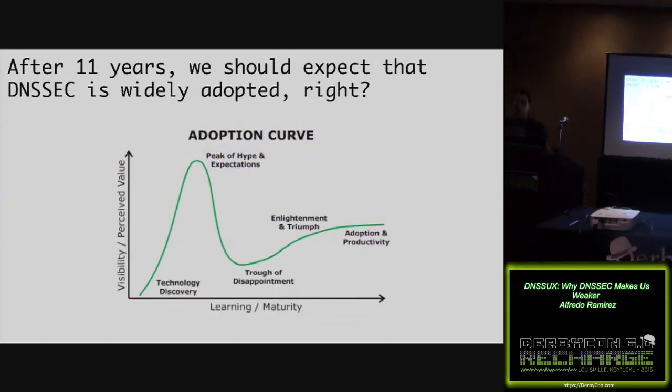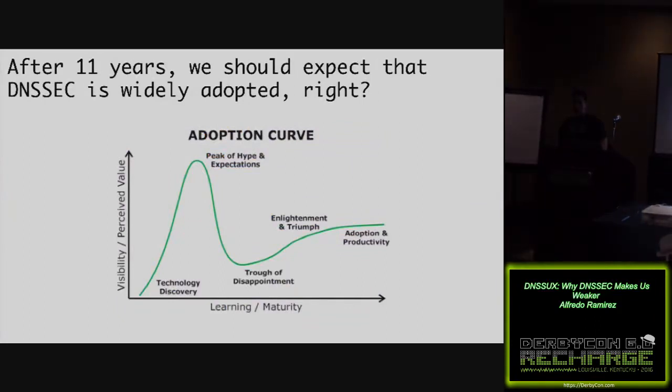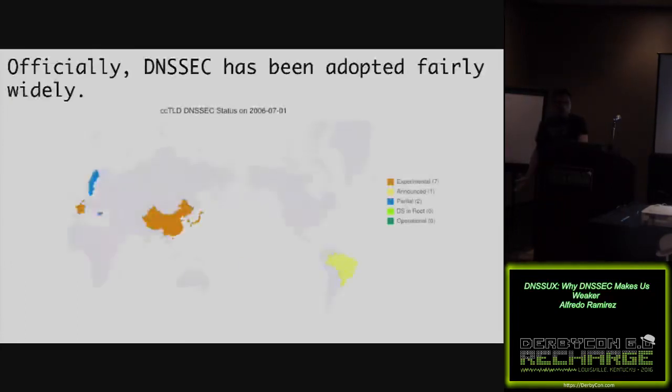So we should expect that DNSSEC is widely adopted. Obviously, the problem of securing our DNS infrastructure and proving that records that we get are correct is really important. So since we have a solution, everyone's using it, right? I mean, we should be at that point in the adoption curve where it's been widespread. Well, that's wrong, and we're going to talk about why. Officially, DNSSEC is widely adopted. So this is 2006. You can see that it's experimental in some places. They're starting to put it into the root.